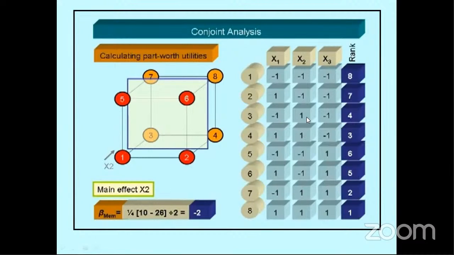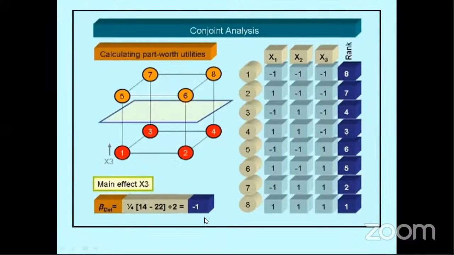Then take all positive: 1, 1, 1, 1. So 4 plus 3 plus 2 plus 1, that's 10. So 10 minus 26, 1 by 4 divided by 2, and therefore the effect of memory is minus 2. Now what will be the effect of the third attribute? All negative together: 8 plus 7 plus 4 plus 3, that is 22. All positive: 6 plus 5 plus 2 plus 1, that is 14. So 14 minus 22, and the effect is minus 1.